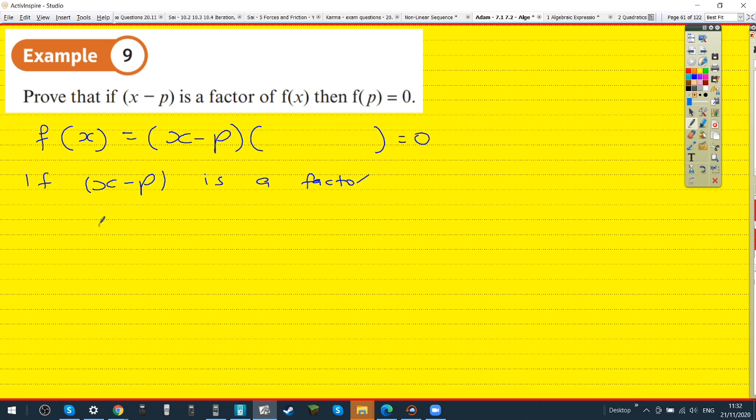And so what would x be equal to for this one? Equals p. So for proving that, I'll first write x minus p is equal to 0. So if x minus p is a factor, then x equals p is a solution, is a root, something like that.